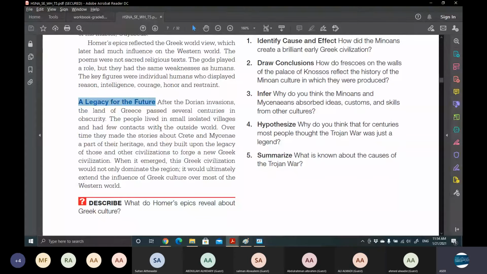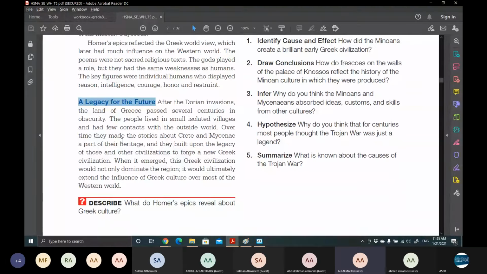A legacy for the future. After the Dorian invasions, the land of Greece passed several centuries in obscurity. The people lived in small, isolated villages and had few contacts with the outside world.